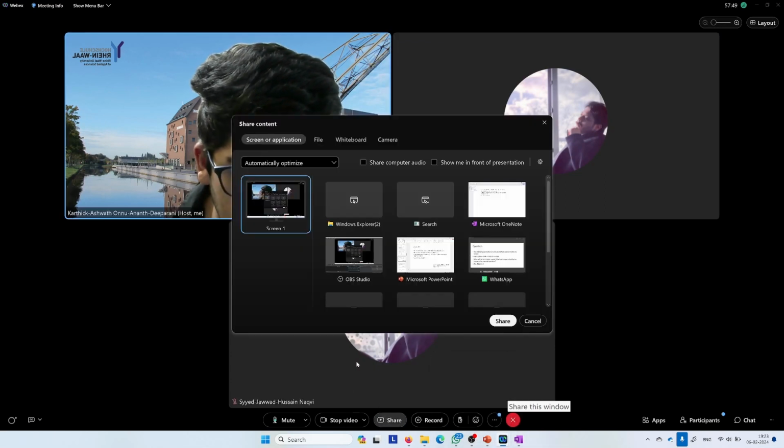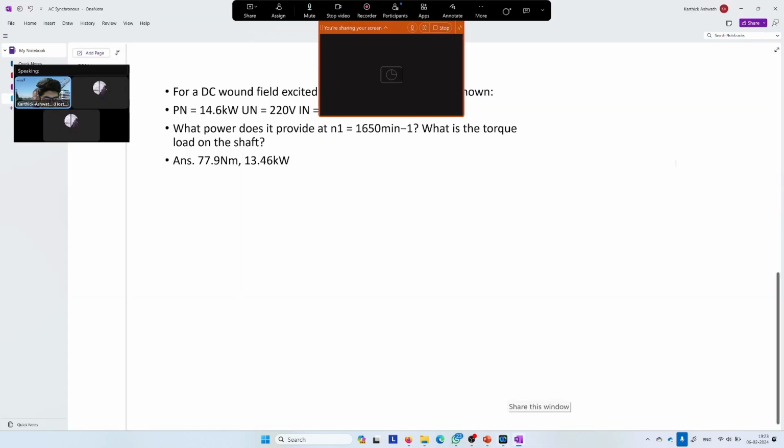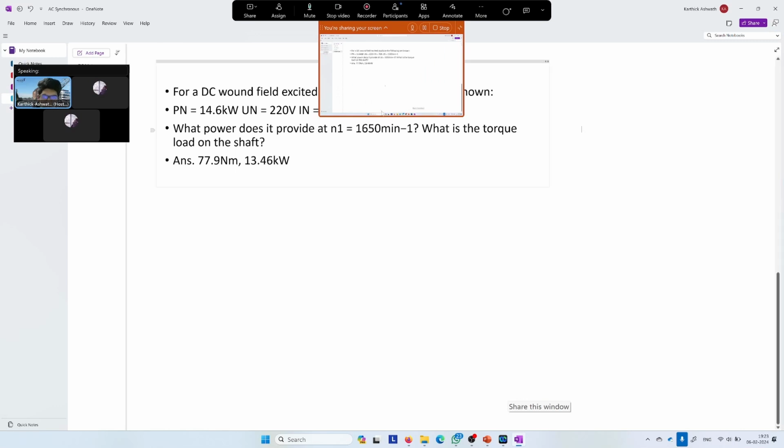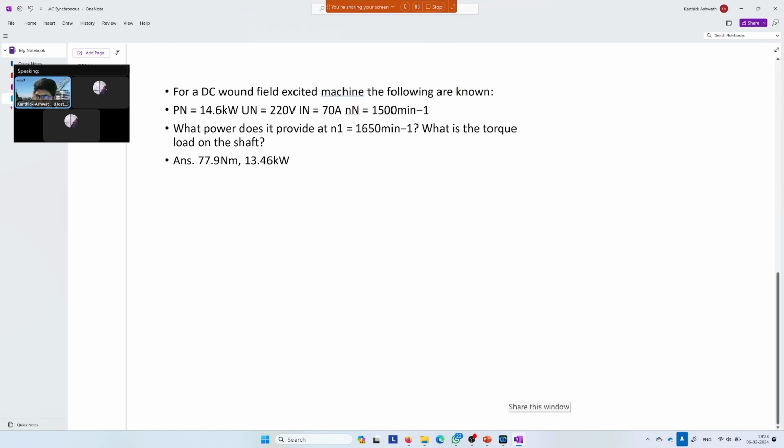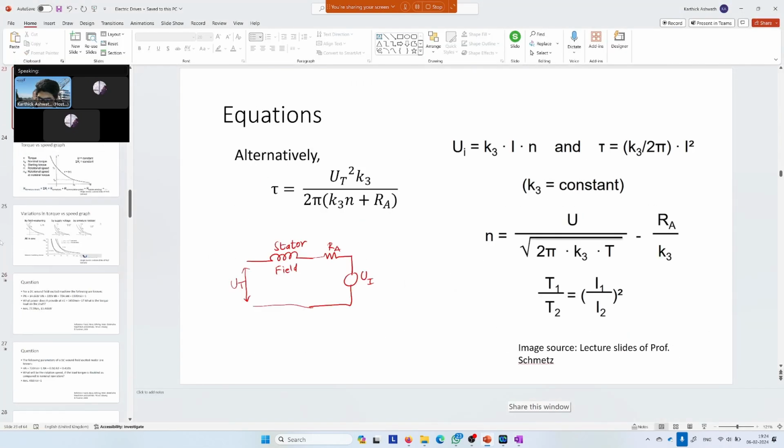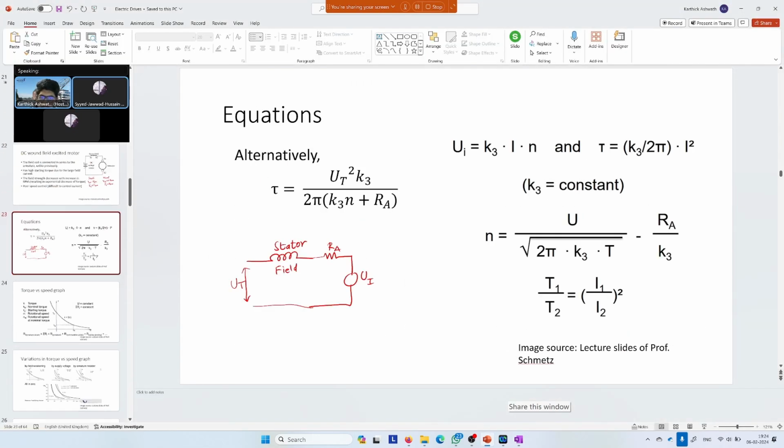I'm not sharing the correct screen. Let me just share my whole screen. Yes, better. So step one, what are we missing? Armature resistance. But before that, let us take the equation that we are planning to use.